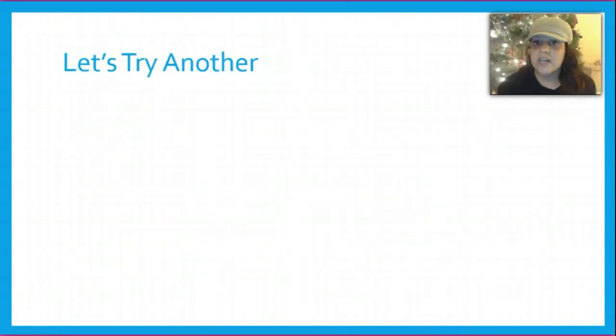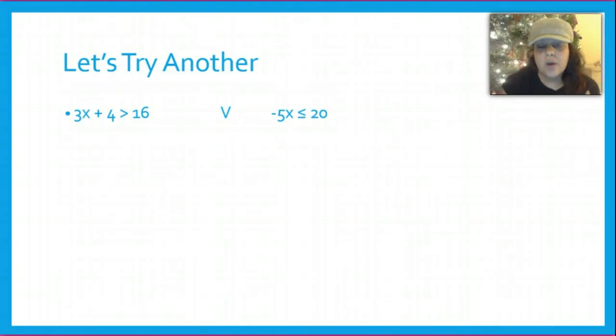So now let's go ahead and try another one, but this one's going to be a little more involved than the one that we just graphed. This one's more involved because, as you can see, I have an inequality on both sides that would need to be worked out before I can get an actual inequality where x is either greater than or less than some number.